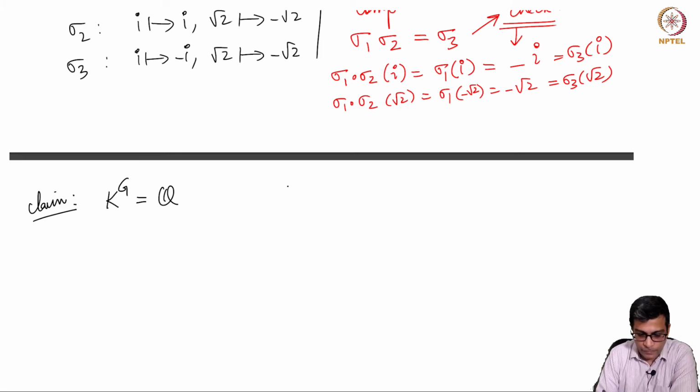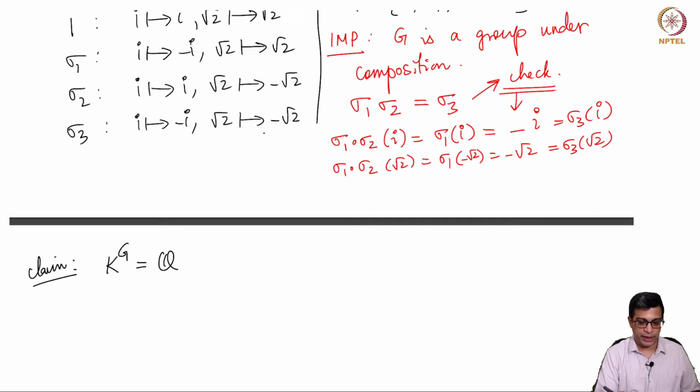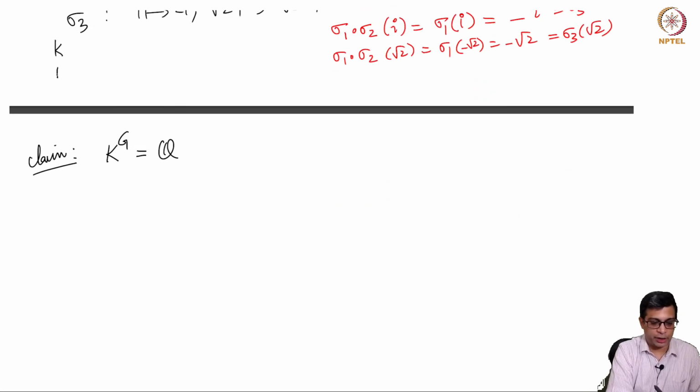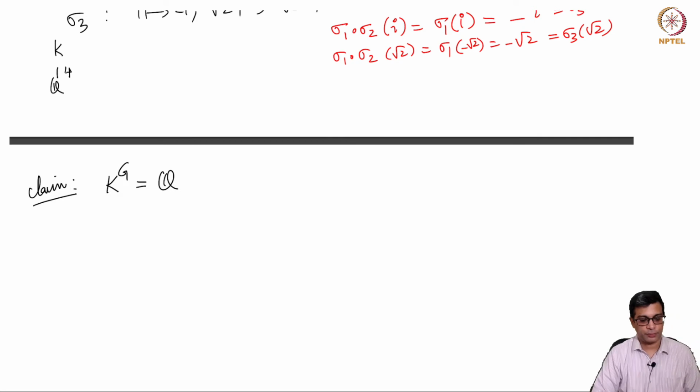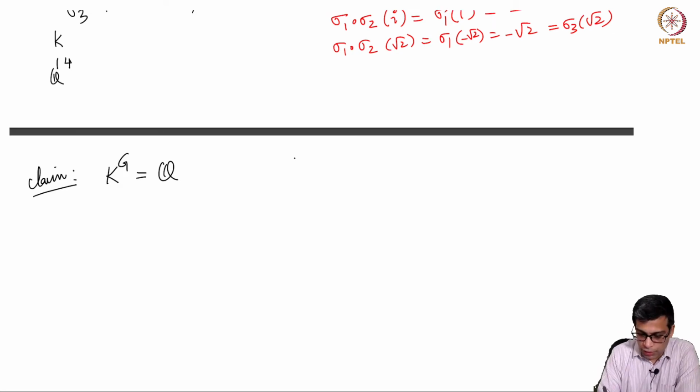Here we can use more analysis. For example, it is a subfield between K and Q. Remember, K over Q is a degree 4 extension, so it sits between these two. So you take an arbitrary element of K. It is going to be of this form.